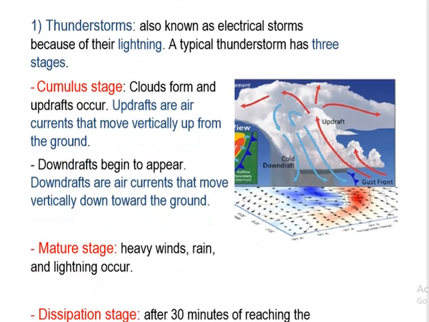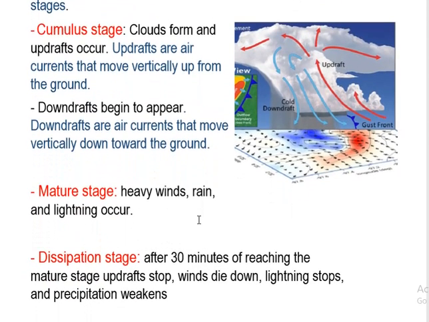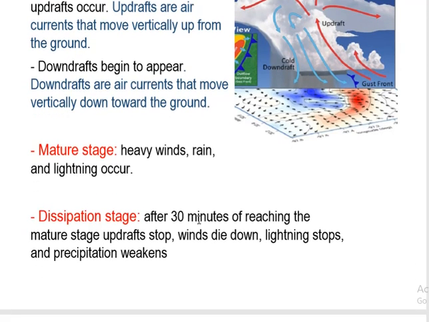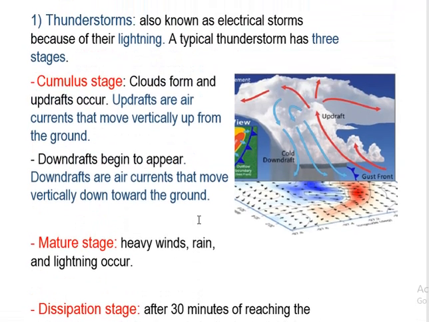Second stage will be mature stage. In the mature stage, heavy winds, rain, and lightning occur. Last stage will be dissipation. After 30 minutes from reaching mature stage, updrafts, winds, lightning, and precipitation stop. So, how do thunderstorms form?